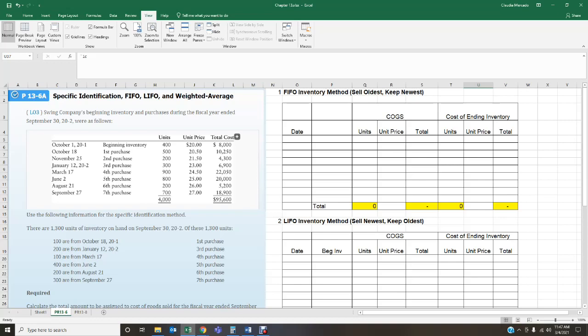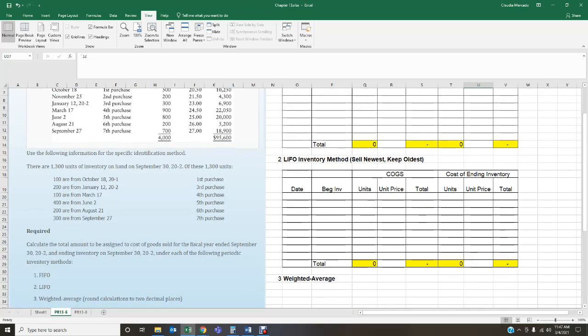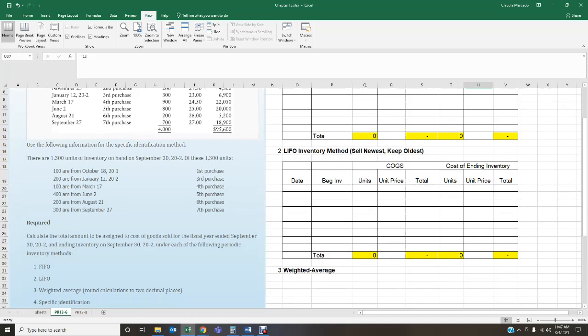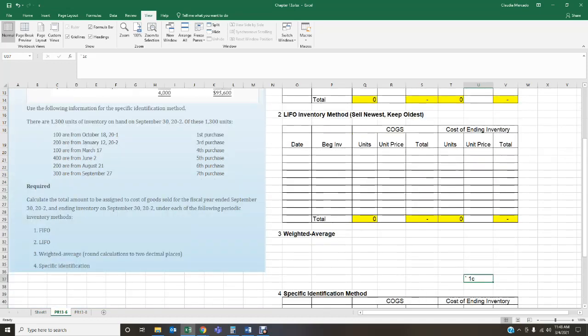Of these 1,300 units, this is what we had based on each of these purchases outlined here. Okay? Required. We are required to calculate the total amount to be assigned to cost of goods sold for the fiscal year ended September 30th and the ending inventory on September 30th. So there's two things we have to calculate, okay? Cost of goods sold and the cost of our ending inventory for each of the following methods: FIFO, LIFO, weighted average, and specific identification, okay?